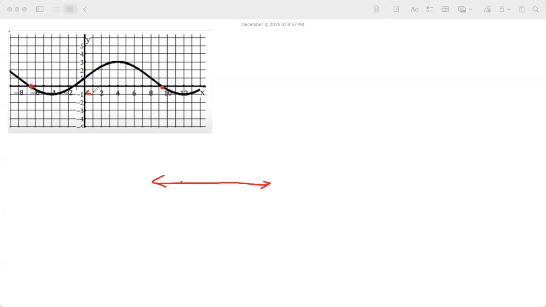Can I say this is 9.5 units? Right? This one is 6.5 units. That contributes to how many? 15, 16. 16 units is the period of the graph. Any questions here? No. Can I move on from here? Yeah. Okay, let's see.